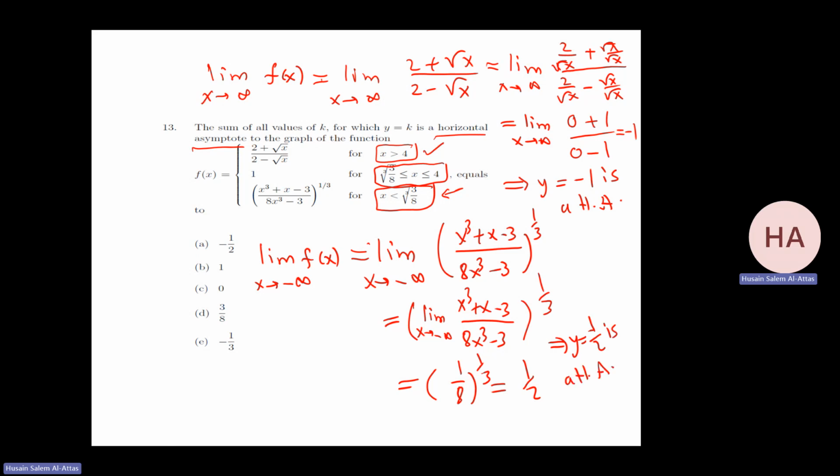Okay, what does he want? He wants the sum of these two values. So what will be the sum? I have minus 1. Here I have half. So the answer is minus.